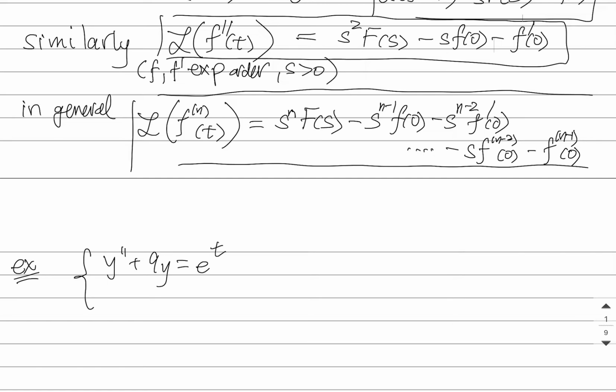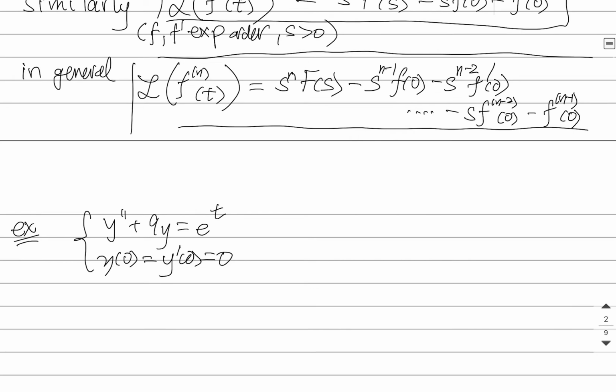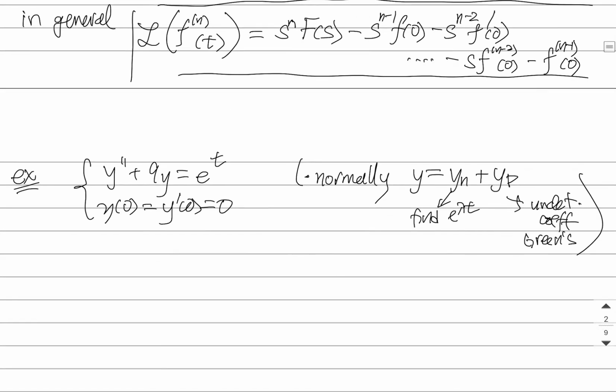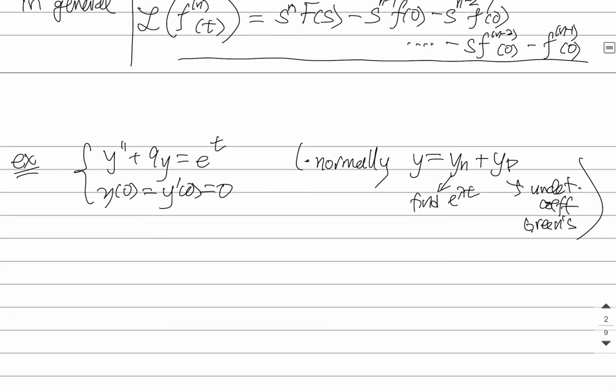Now, to see how this applies and how it helps us with differential equations, let's talk about a simple initial value problem: y double prime plus 9y equals e to the t, and we'll start at rest. Normally, we would say the solution is going to be a homogeneous part and a particular part. I'd have to find this with e to the lambda t, and use undetermined coefficients or Green's function, whatever the case is. You don't need to do that with Laplace transforms. It's all done automatically, so there's no need.